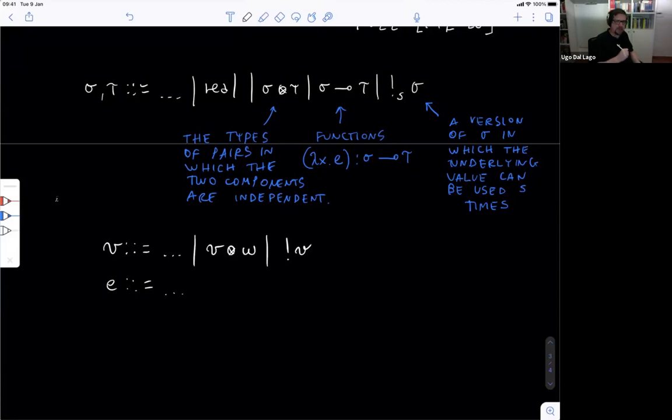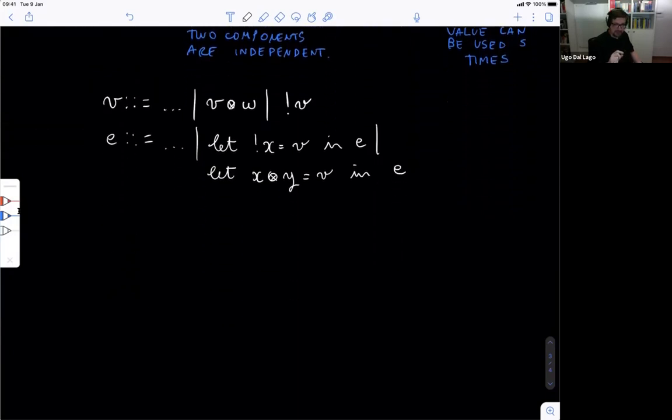Okay, so about computations, what we can say is that you will need at least two new constructs. In particular, you want to be able to unpack a value of a bang type, of an exclamation mark type, and use it. And you also want to be able to consider a value V as a tensor of two components, and use each of them in the underlying application. Okay, so let me just look at the static semantics.